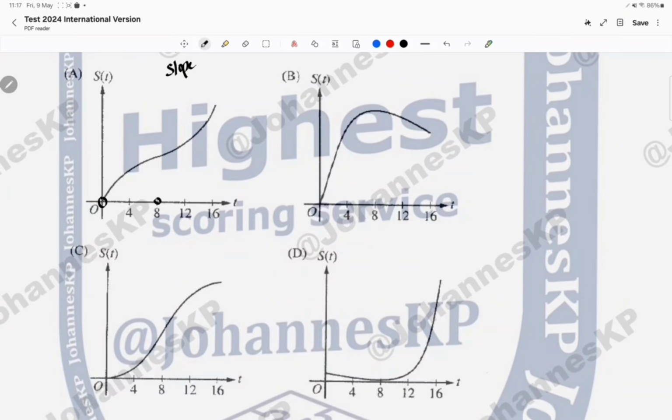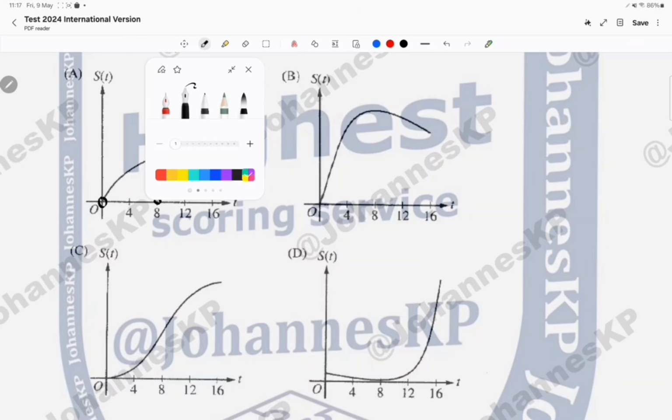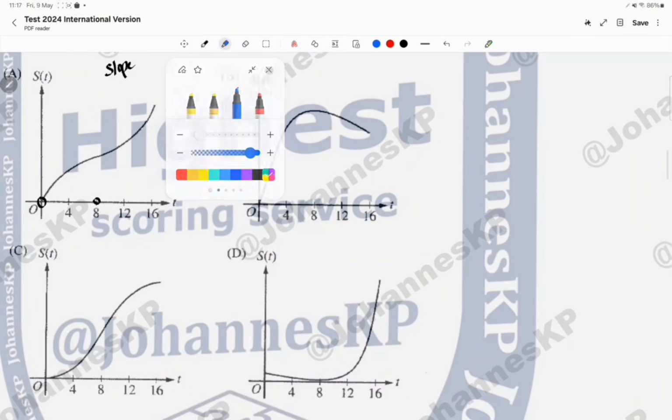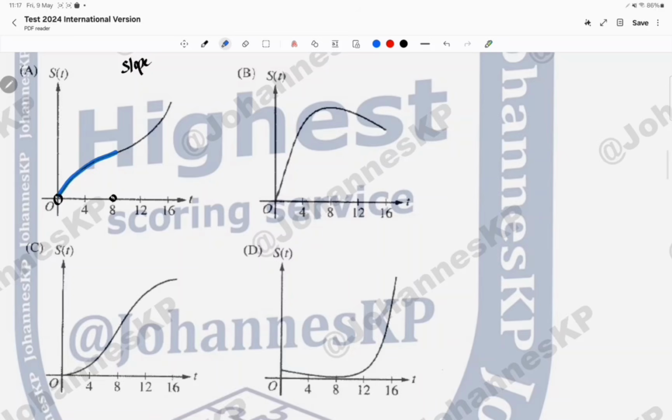Is this becoming more steep? Imagine you're climbing the mountain. It's actually becoming less steep. It's easier to climb over time, basically, because it's becoming less steep. And if you want to know in more detail, let me show you a trick. This is the slope. The slope becomes this. The slope becomes this. The slope becomes this. Is my slope becoming less or more steep? Less steep. So it's not going to be A.